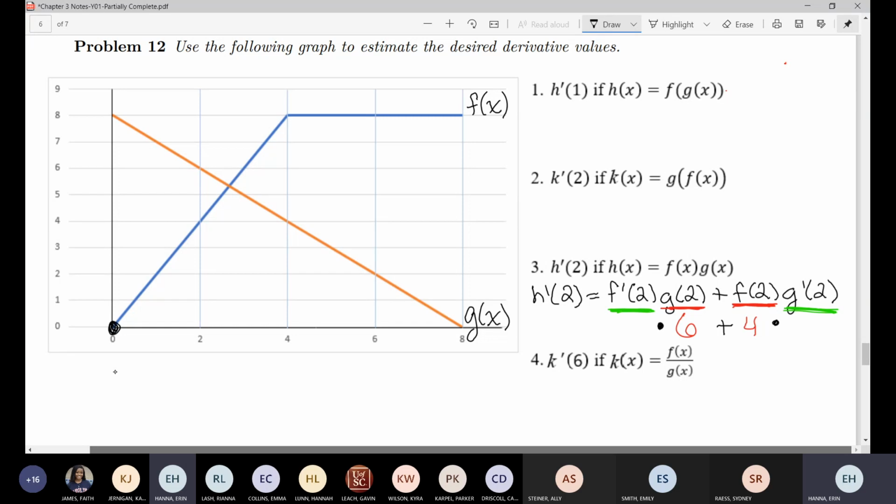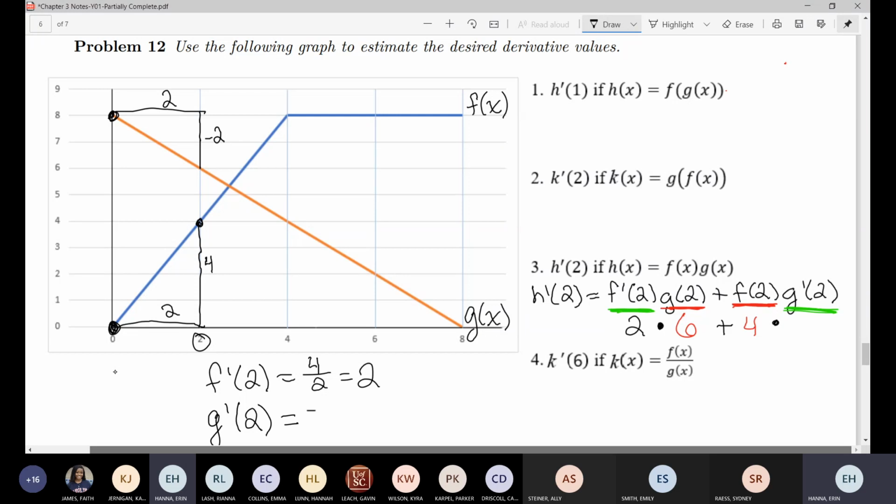So what about if I focus on f prime of 2 first? Let me find the slope of this line. So essentially, if I look at this, I would go over 2, because make sure you keep track of the units. So I jump over 2 and I jump up 1, 2, 3, 4. So that means the slope at 2 would be 4 over 2, so 2. So that means f prime of 2 would be equal to 2. And then what about the function g? I jump over 2, and then go down 1, 2, so I went down 2. So g prime of 2 would be negative 2 over 2, so negative 1.